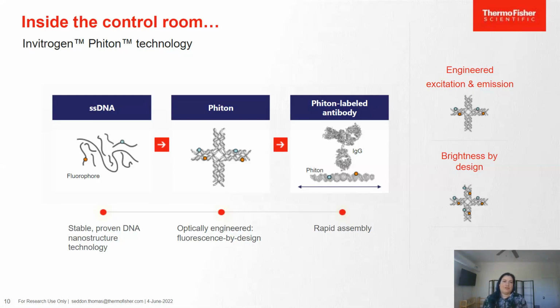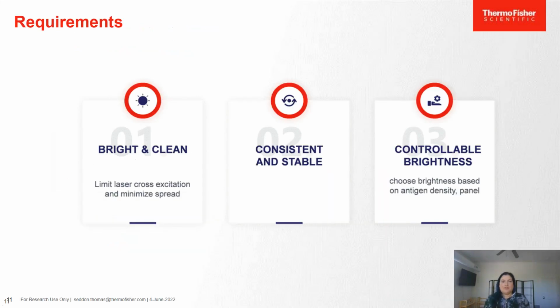So in this example, it's just showing you the idea of having a 4-cluster version. So, if you think about what you'd want in terms of dye requirements, you'd really want something to be bright and clean, really to limit laser cross-excitation and minimize spread. You'd want it to be consistent and stable, and ideally have controllable brightness to match based on antigen density in the panel that you're using.